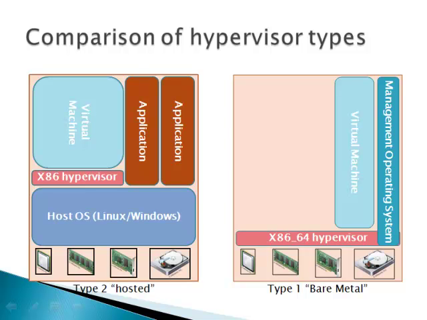On the right, we have Type 1 or bare metal virtualization. With bare metal virtualization, the hypervisor runs in conjunction with or in place of a traditional operating system, and actual hardware resources from the host server are apportioned directly to virtual machines.